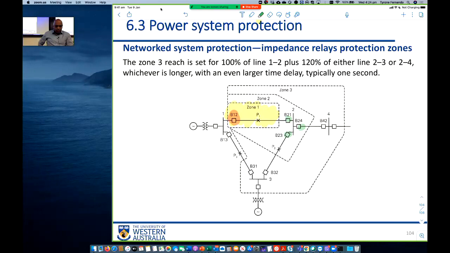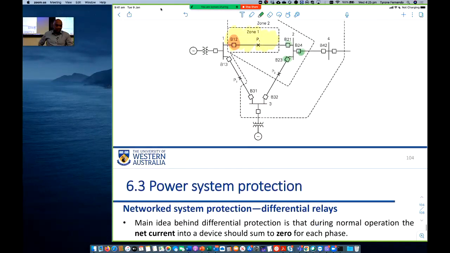Zone 1 will cover 80% of the line 1, 2. Zone 2 will cover maybe 120% of the line because it extends beyond the line. So zone 2 circuit breakers will operate after some time to provide backup protection. And zone 3 again after a different time. So by defining zones, you can coordinate the operation of circuit breakers to provide the protection that is required. Right?